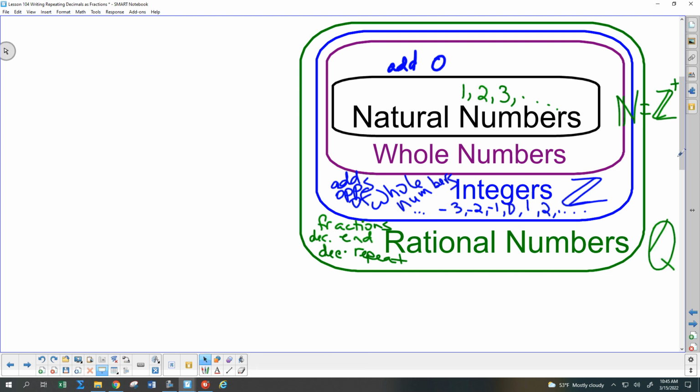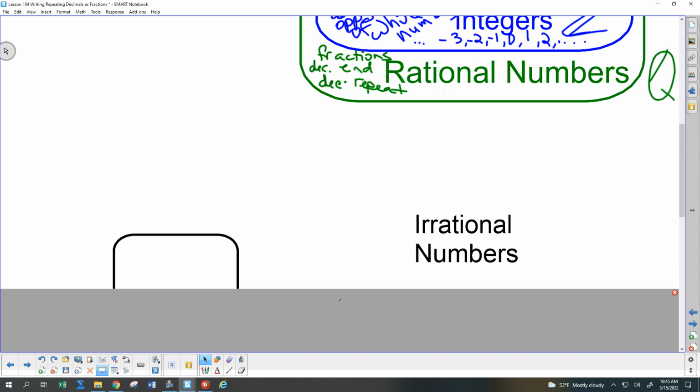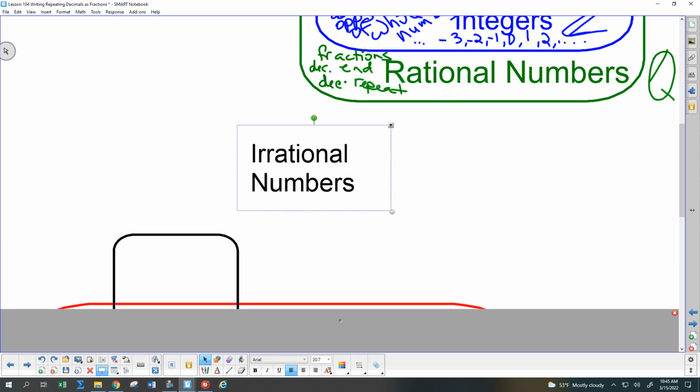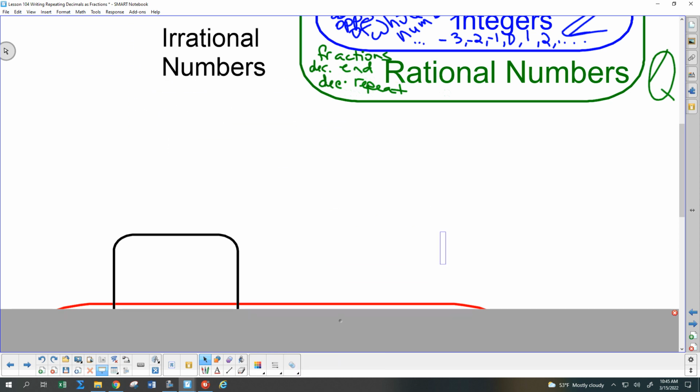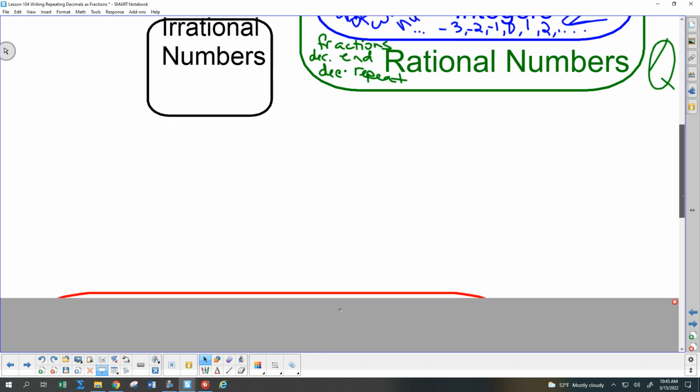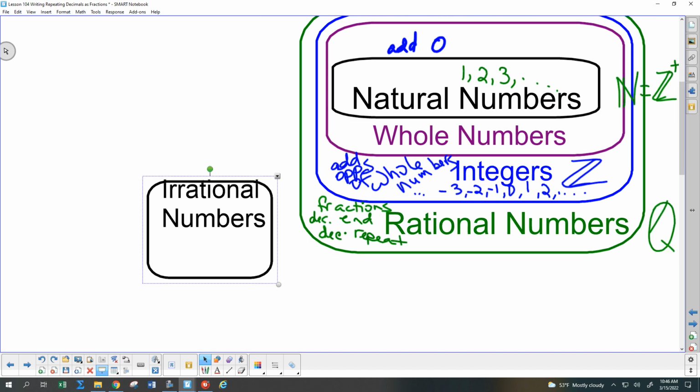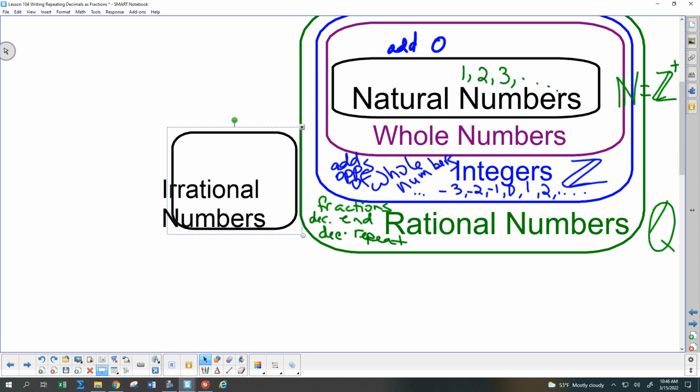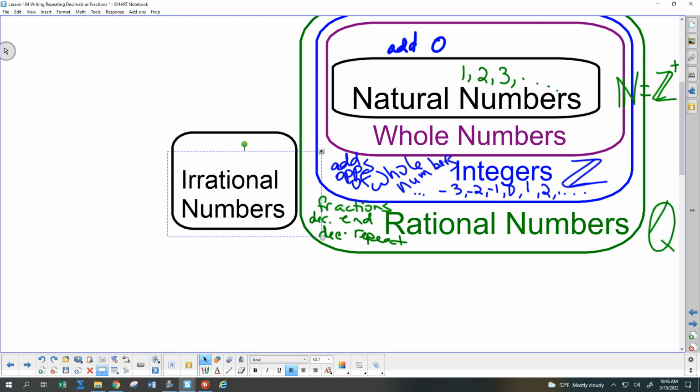Okay, if it is not rational, there are numbers that aren't rational, right? And so we put the prefix in front of it that says not, which is irrational. And that has no overlap with the rational numbers. It is either rational or it's not. And who can give me an example of an irrational number? Charlotte?